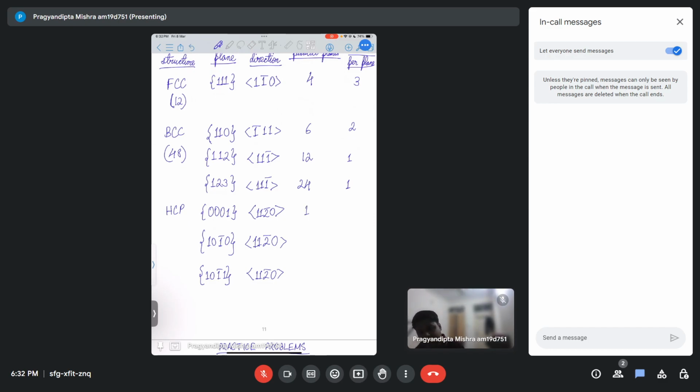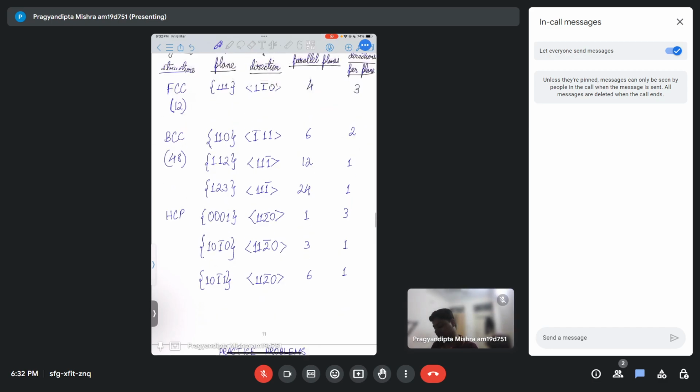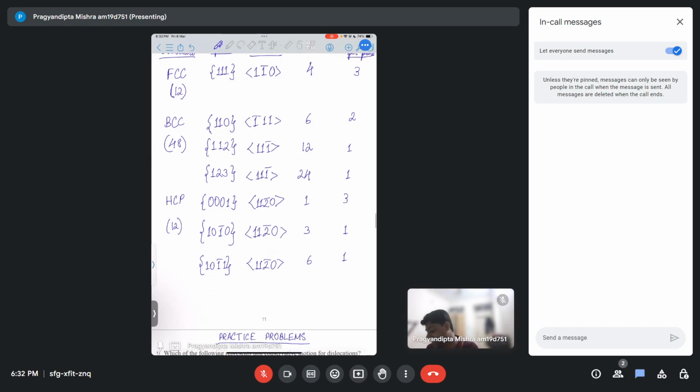So this will be 1 non-parallel plane. This will have 3 and this will have 6. So this will have 3, 1 and 1 slip directions per plane. Essentially, you have 12 slip systems in HCP. So you can say that BCC has the highest number of slip systems, right?